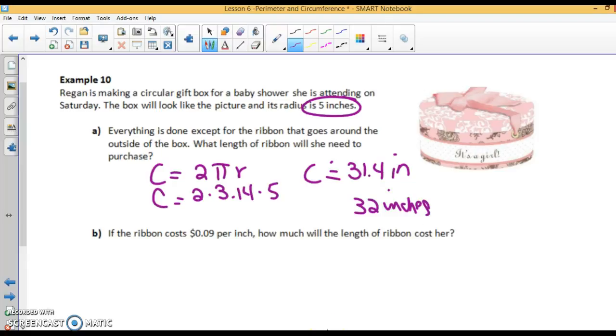Now, if the ribbon costs 9 cents per inch, how much will it cost for 32? 9 times 32 is $2.88.